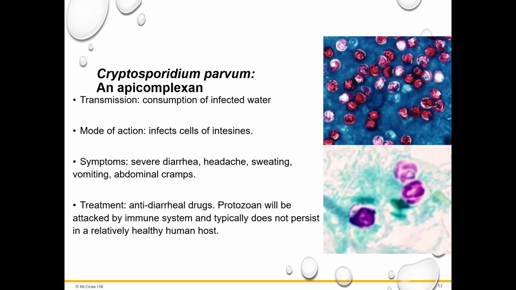The protozoan is easily attacked by your immune system and does not persist in a relatively healthy human host. So usually this is self-limiting, meaning that it goes away all by itself within a couple days. If the patient is immunocompromised, it can cause death, and many of the people in the Milwaukee outbreak ended up dying of Cryptosporidium. Luckily, my dad and my brother were okay. They just were sick for a couple days and they recovered.